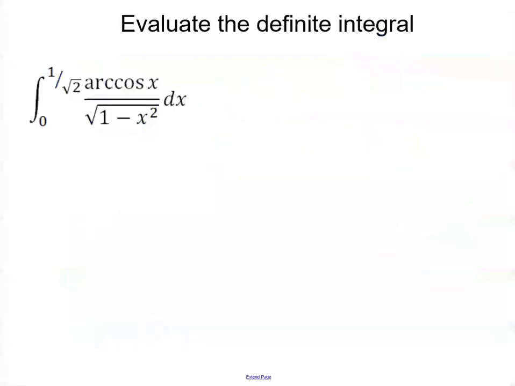Last example. This one's a definite integral, so we're not going to have a plus C on here. Looking at it, I've got the integral from 0 to 1 over the square root of 2. If you want to, you can change this to the square root of 2 over 2. If you want to leave it as 1 over square root of 2 for now, that's fine, but remember that we would usually write that as the square root of 2 over 2. Sometimes they'll do that just to kind of throw you off.